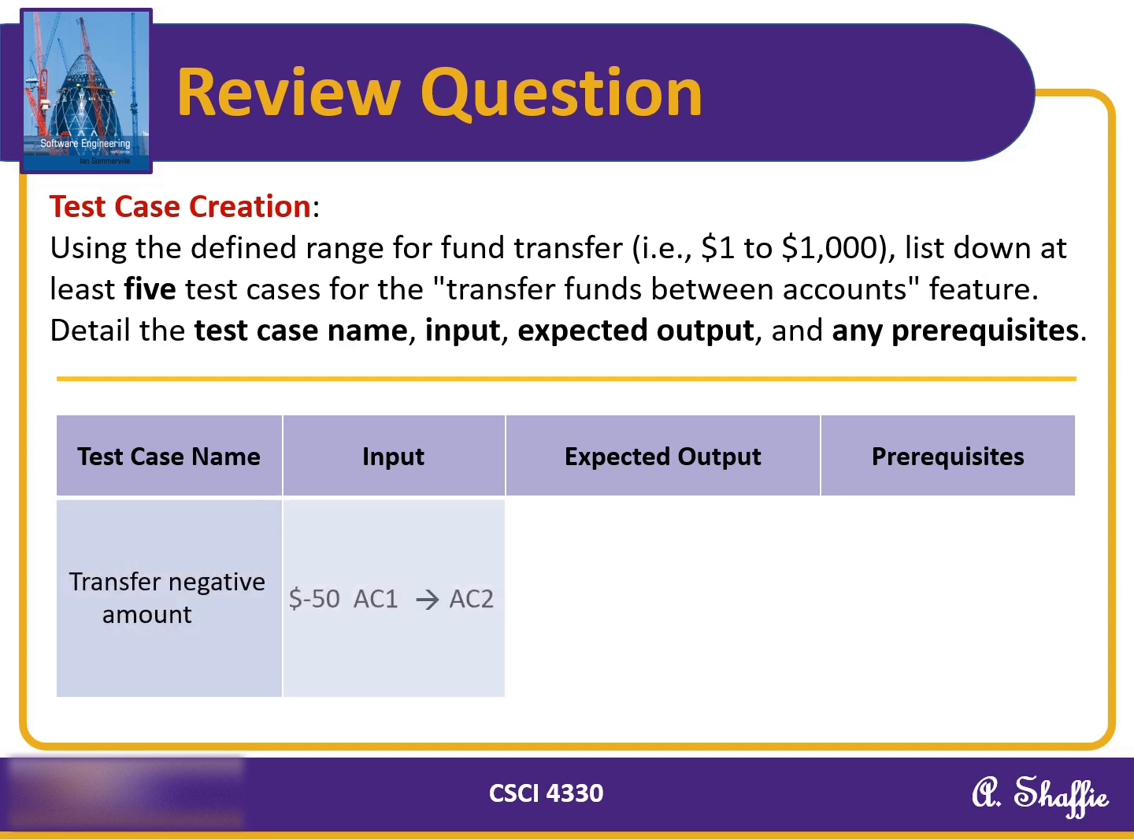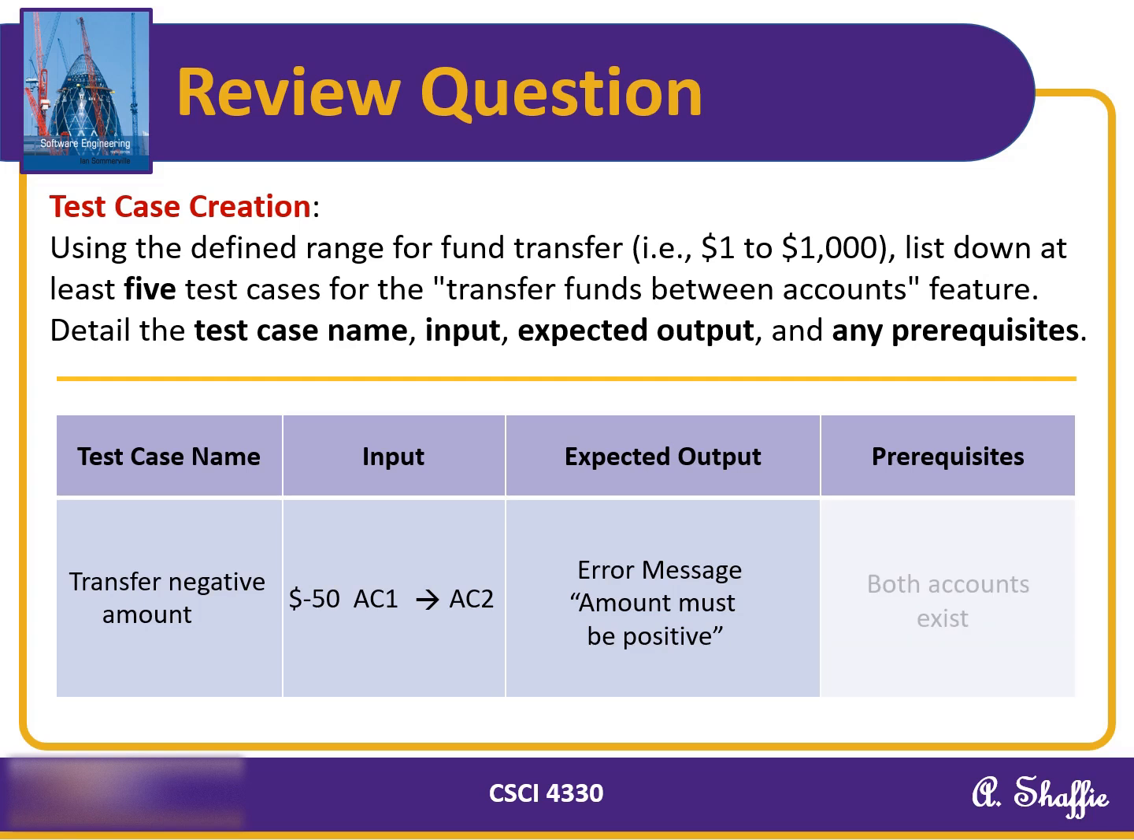The input will be a negative value such as transferring negative $50 from account 1 to account 2. The expected output should be an error message like amount must be positive or cannot transfer negative amount. And the only prerequisite here for this test is the existence of both accounts. This test ensures that the system properly validates input and prevents invalid transactions involving negative amounts, helping maintain logical and secure operations.